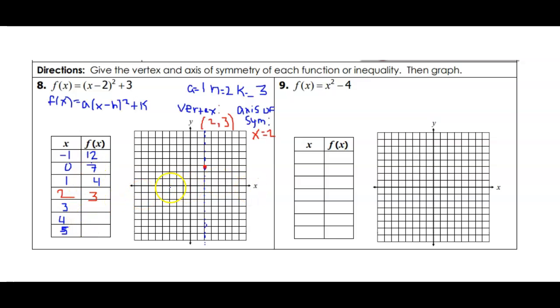All right, so let's sketch these points. Okay, (1, 4). So when I'm at 1, I am up at 4. 1, 2, 3, 4.